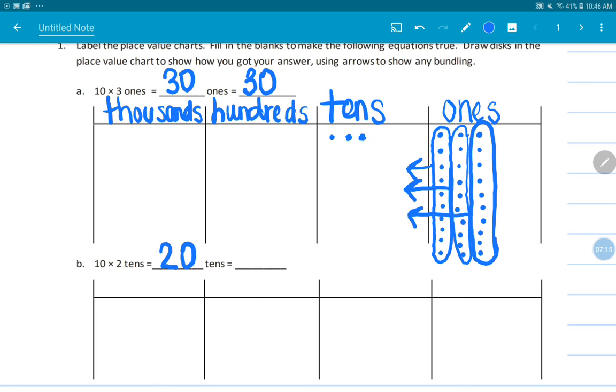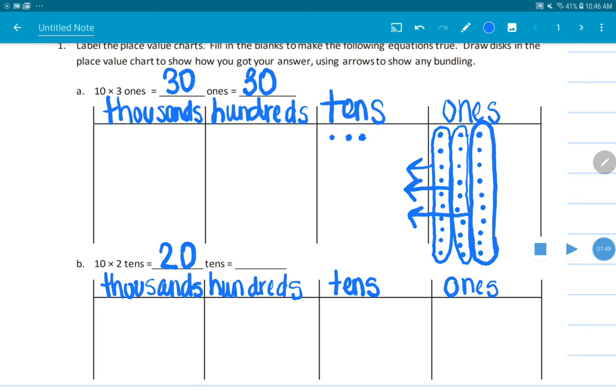We need to label it first. My smallest unit is, what's my smallest unit? Ones. What's my next smallest unit? Tens. As I'm getting larger, the next largest place value, hundreds. And the largest place value represented on this chart? Thousands. I'll put a shape of thousands. Alright, so we have our place value chart labeled.